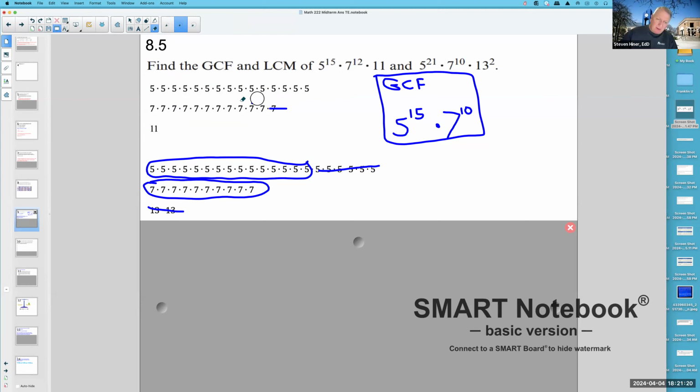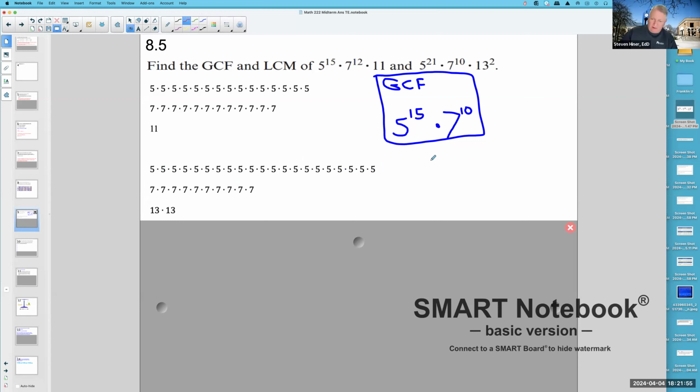Okay, but the lowest common multiple, that one's different. That one means what number is the smallest number that both numbers go into? So you're thinking backwards with this rule. Instead of the smallest exponent, you actually want the larger exponents. Okay? So for the GCF, I wanted the lower exponent. For the LCM, I want the biggest exponent.